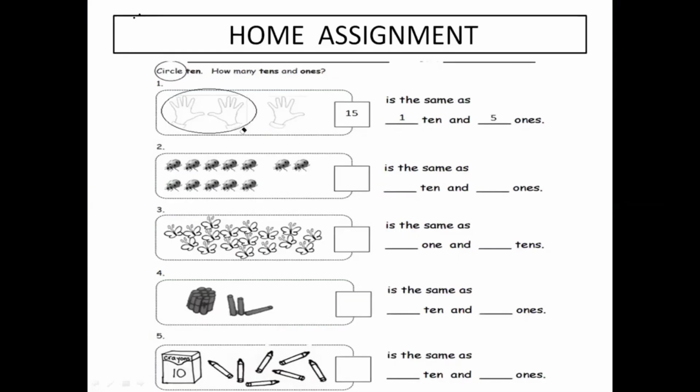Here is the assignment for you to complete at home. While doing this assignment, you can pause the video and resume it when you are done. In this, circle 10 and write how many tens and ones are there. First one is already done for you. I am sure that by now you can do all these things. If you have any doubt, you can watch the video again.